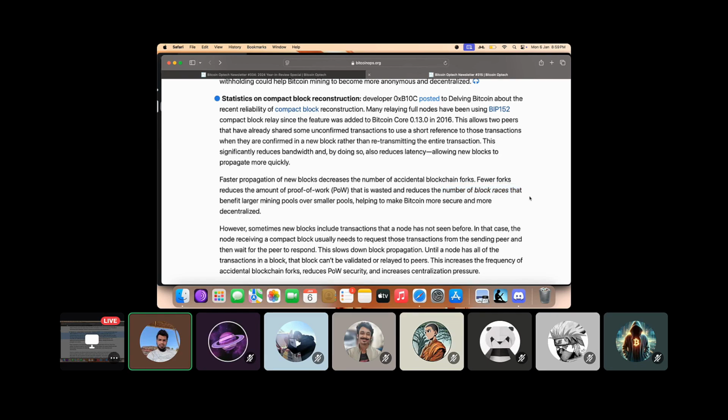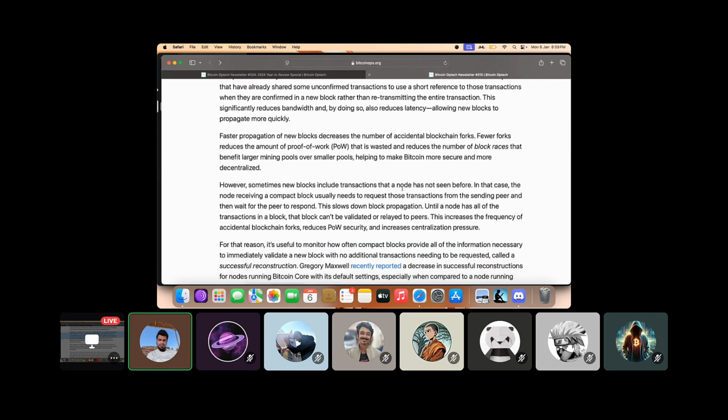Block races can lead to hard forks. I'm assuming everybody knows what a block race is. However, sometimes new blocks include transactions that a node has not seen before. In that case, the node receiving a compact block usually needs to request those transactions from the sending peer and then wait for the peer to respond. This slows down block propagation until the node has all of the transactions in a block. That block can't be validated or relayed to peers. This increases the frequency of accidental blockchain forks, reduces proof of work security, and increases centralization pressure.